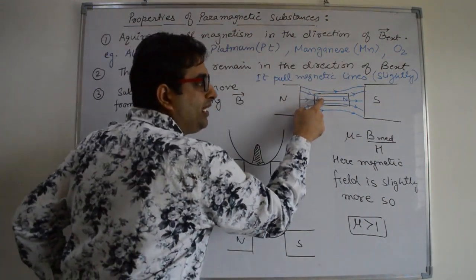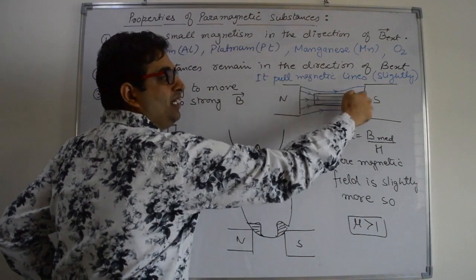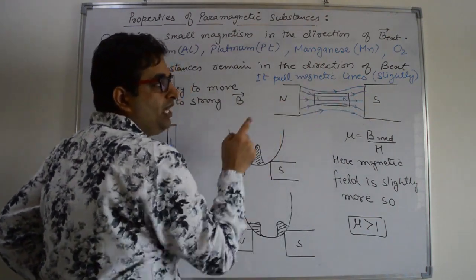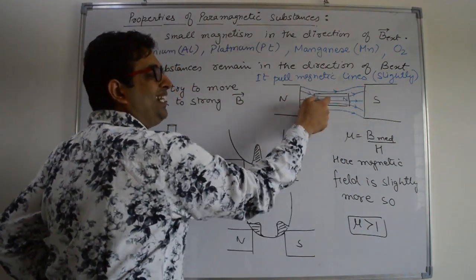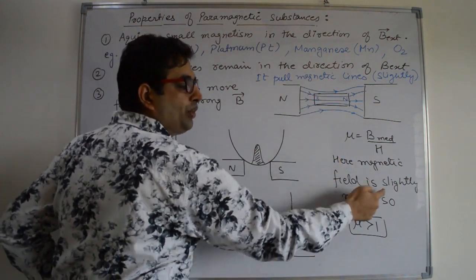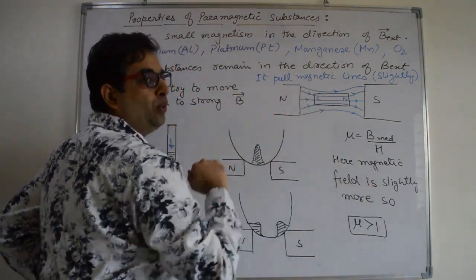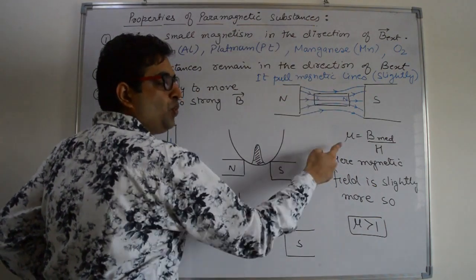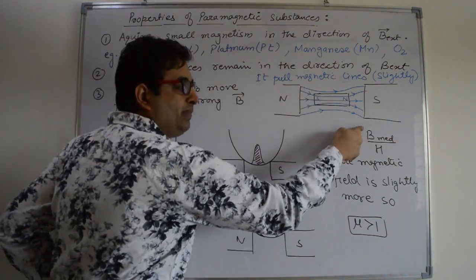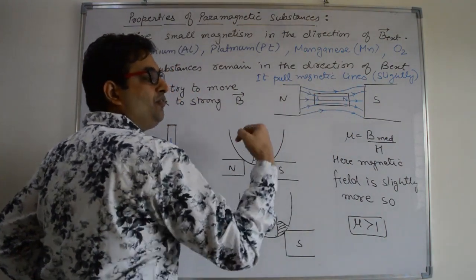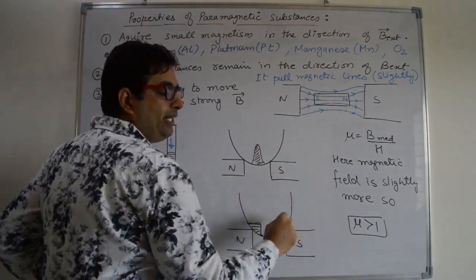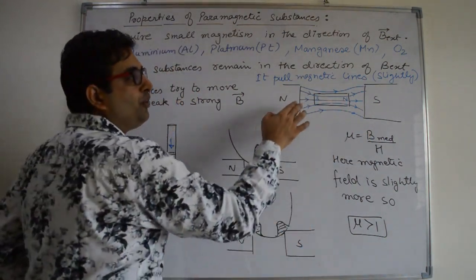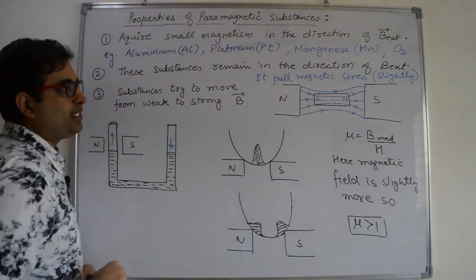So you can see here the material is in the direction of magnetic field, and magnetic field inside the medium is slightly more as compared to surrounding. So inside, magnetic field is more. So what is mu? Mu is medium magnetic field divided by H. The value of permeability is greater than 1 for paramagnetic substances.